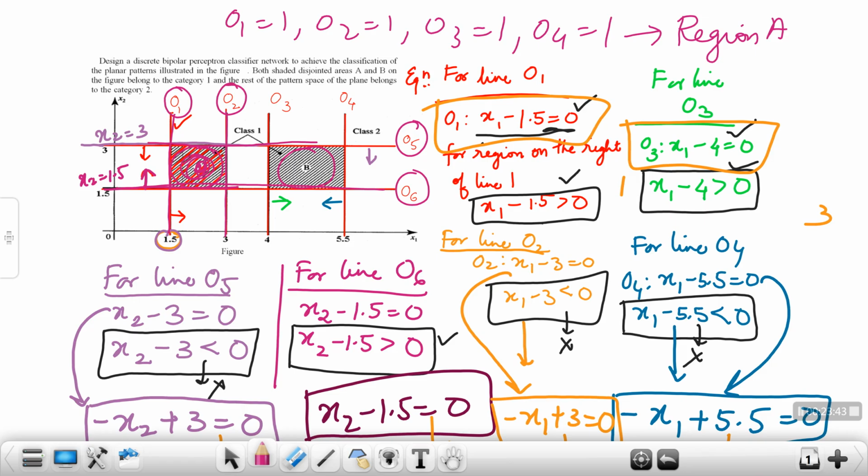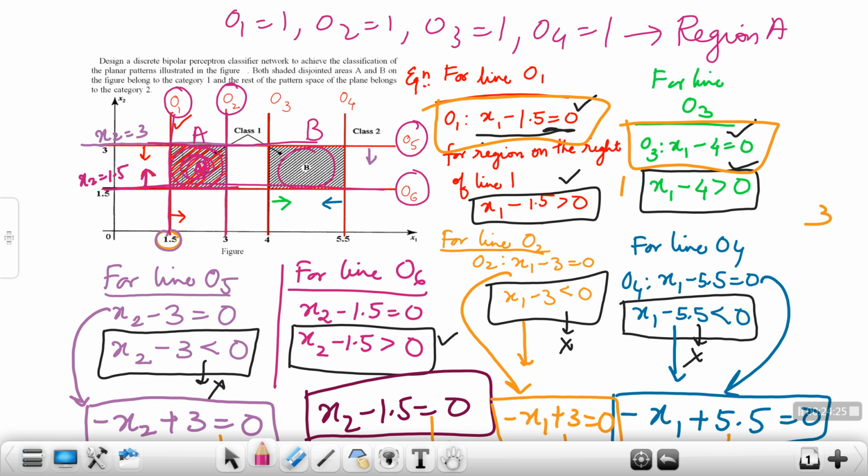But for the point to be in class 1, that is category 1, it can either be in region A or in region B. So please remember what I said. For a point to be in class 1, it has to be either in region A or region B. But for it to be in region A, O1, O2, O3, O4 should be equal to 1, and for it to be in region B, O3, O4, O5, O6 should be equal to 1. Those are compulsory conditions. So I have to use 2 AND gates, and the output of these 2 AND gates will be combined by using an OR gate.